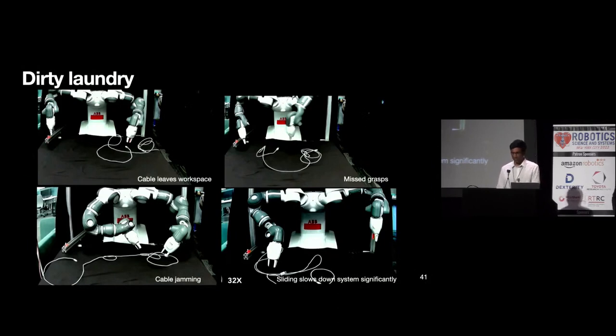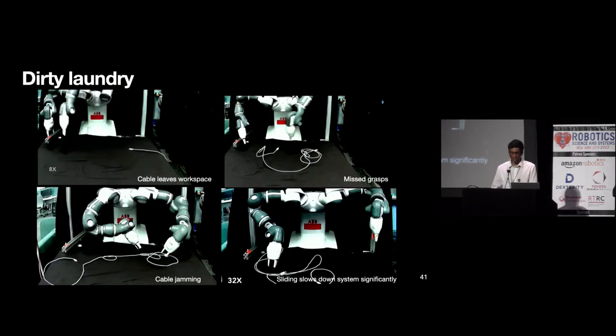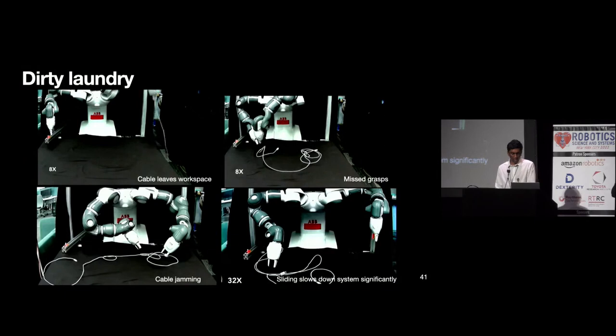Now we present some of our dirty laundry, or failure cases that SGTM encounters. In the top left video, the cable leaves the workspace entirely due to failed slack management when we're performing a shaking action. On the top right, SGTM misses a grasp while trying to untangle the cable. While this is not fatal, it often creates complications due to the cable moving off to one side of the workspace.